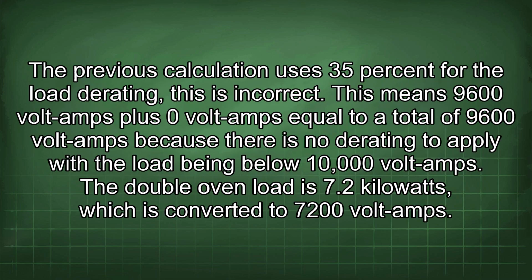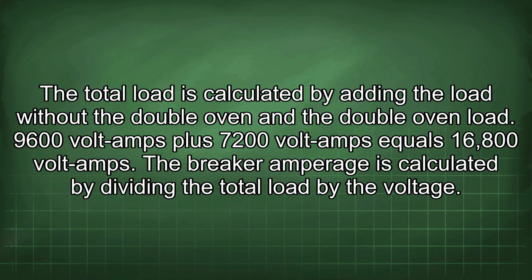The previous calculation uses 35% for the load rating. This is incorrect. This means 9600 volt amps plus 0 volt amps equal to a total of 9600 volt amps because there is no rating to apply with the load being below 10,000 volt amps. The double oven load is 7.2 kilowatts, which is converted to 7200 volt amps. The total load is calculated by adding the load without the double oven and the double oven load. 9600 volt amps plus 7200 volt amps equals 16,800 volt amps.